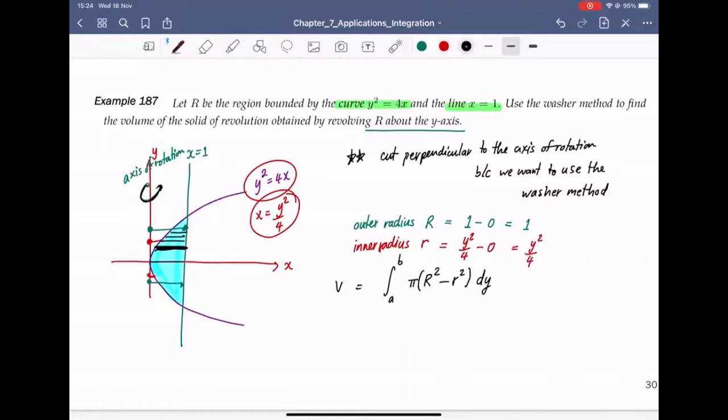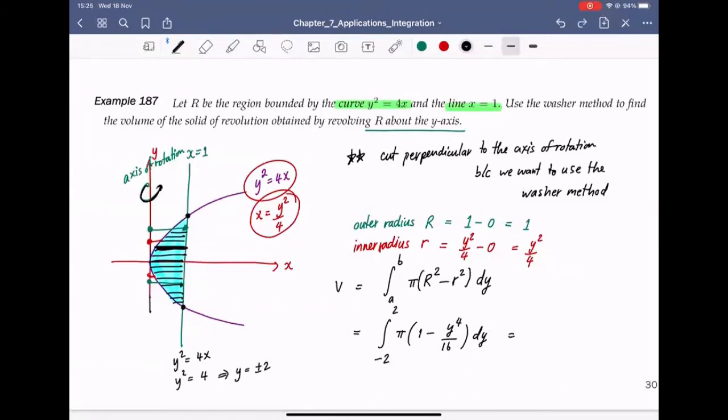And after that, you integrate. Big R squared is 1 squared, which is 1, and small r squared is y to the 4th power over 16, dy. Then you integrate from, you have to find the intersection. That is the interval over which you cut the horizontal line. So what is the interval here? You have y squared equal to 4x. You plug in x equal to 1, so y squared equal to 4. That means y equal to plus or minus 2. All right, negative 2 to 2. And then you can integrate this by yourself.